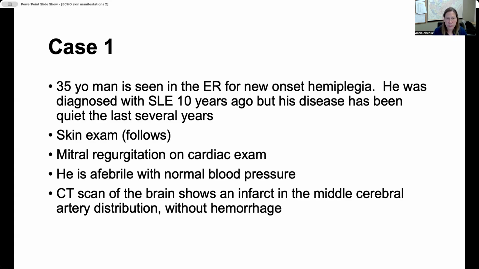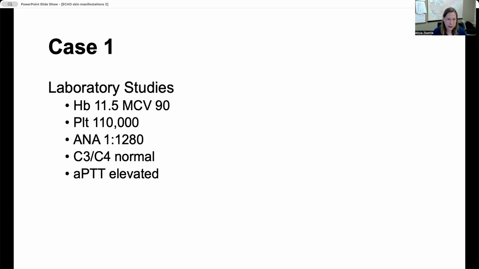And he had some mitral regurg on his cardiac exam. He was afebrile, his blood pressure was normal. And a CT scan of the brain showed that he had an infarct. Next slide. And these are some of his labs: mild anemia, mild thrombocytopenia, and ANA as we would expect. For lupus, we expect people to have a positive ANA. It's exceedingly rare to have ANA negative lupus. And in this case, his C3 and C4, his complements, were normal. And often those can be decreased if they're having an active lupus flare. And the APTT was elevated.